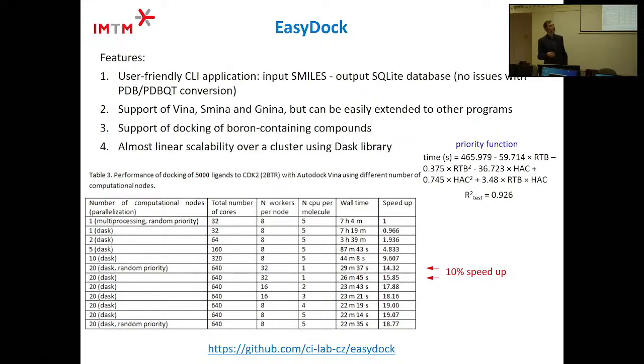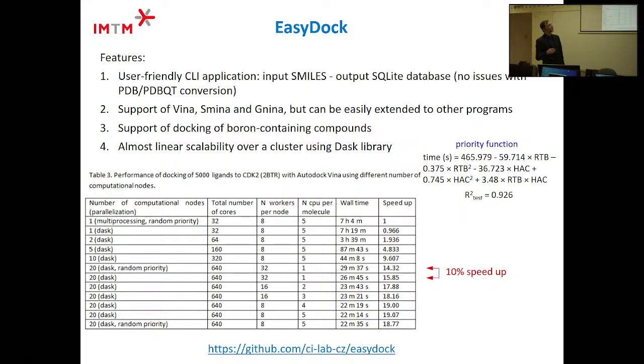Some software like Gnina can handle boron atoms by design, but for example, Vina and Smina cannot do this. So if you have a boron-containing compound, they will just return an error. In our case, we solved this issue. And we made this distributed over a cluster of computers, so it's very easy to run. Just one command line and that's all. Nothing else is required.